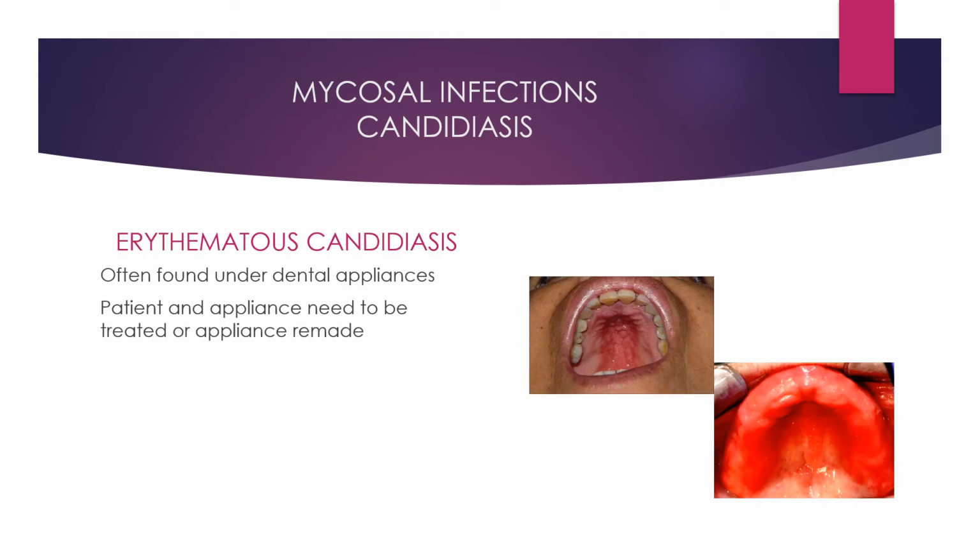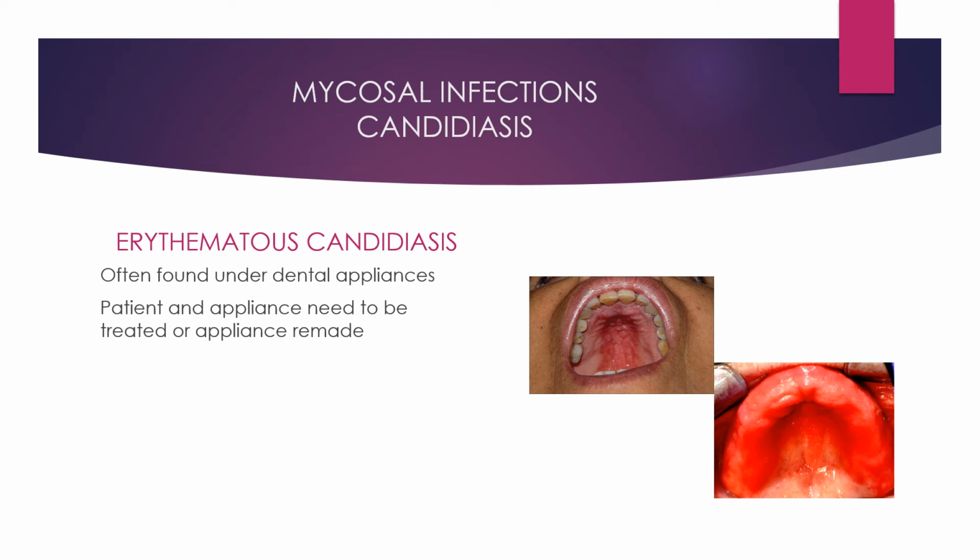Not all candidal infections are white. Erythematous candidiasis is a red plaque. It is symptomatic and often appears under dental appliances. So what you see is the patient on the closer to the right-hand side is a patient with dentition, but has a case of erythematous candidiasis on the palate. And to the far right, you see a denture patient who has candidiasis, the erythematous type candidiasis under a denture.